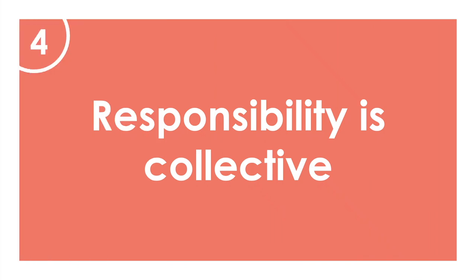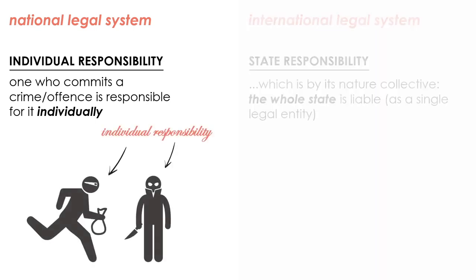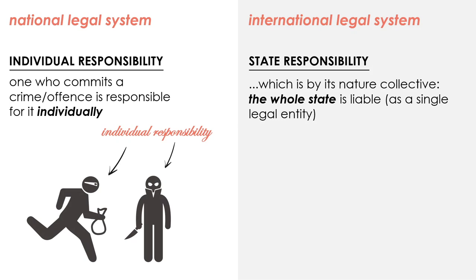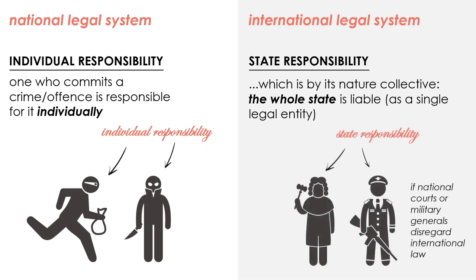Number 4, responsibility is collective. So in the national legal system, we speak about individual responsibility. A person who commits a crime is then individually responsible for it. In the international legal system, we speak about state responsibility, which by its nature is collective. The whole state is liable as a single legal entity.